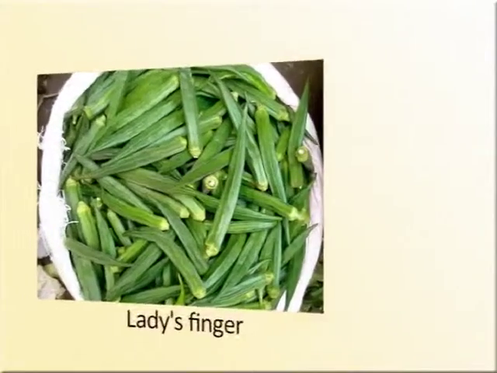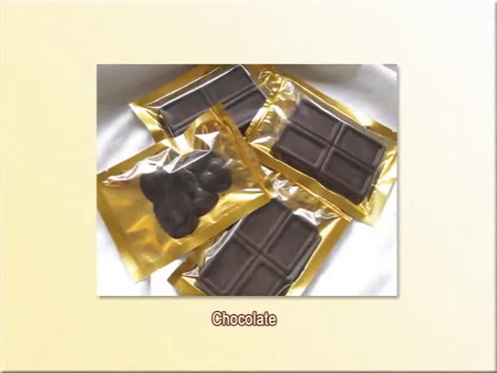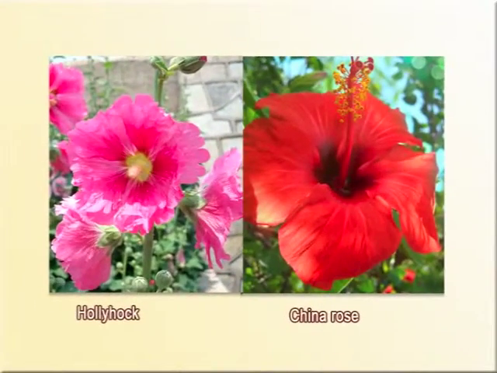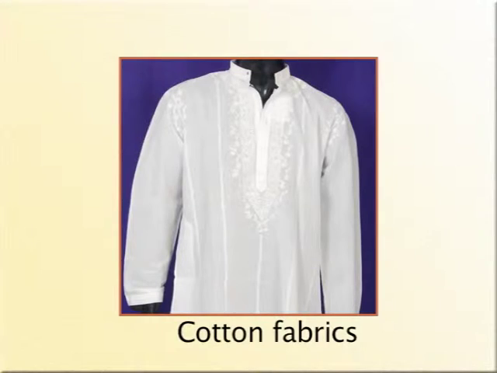know about the lady's finger that we eat as a vegetable. Our children, they are fond of chocolates. We plant the ornamentals like hollyhock, China rose in our gardens. And lastly, we wear the cotton fabrics during the summer season.